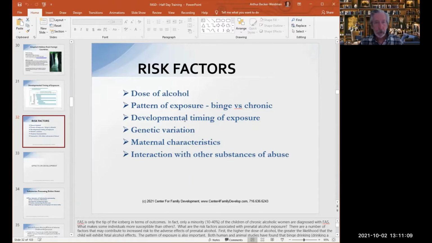Okay. During development, when is the exposure? The genetic variations. Some people, because of genes, may be much more susceptible to it. This is why among fraternal twins, you may see one twin much more affected than the other twin. Because while they're twins, they're fraternal. They don't have the same genetics. And then, of course, are there other toxins that the fetus has been exposed to? Lead, drugs, cigarette smoke.